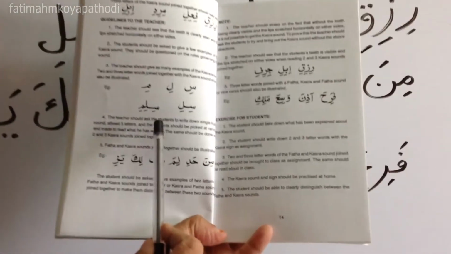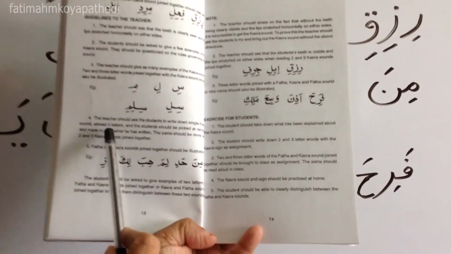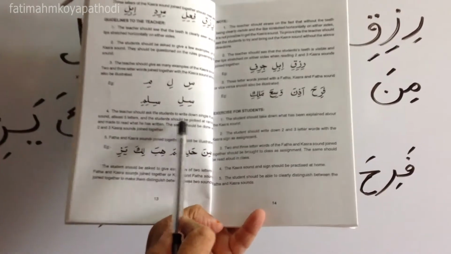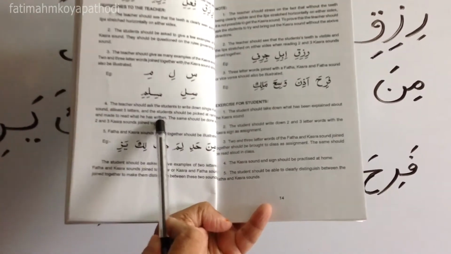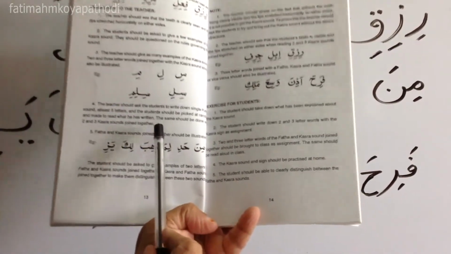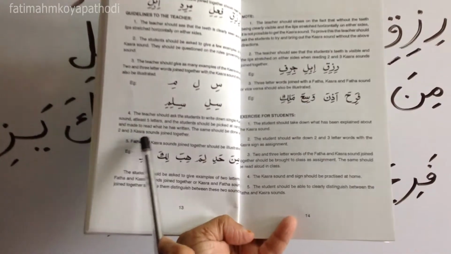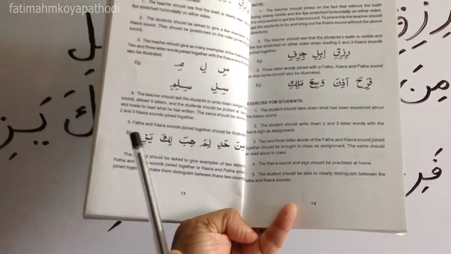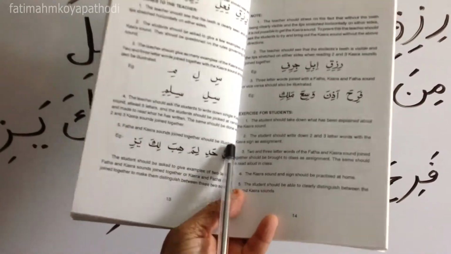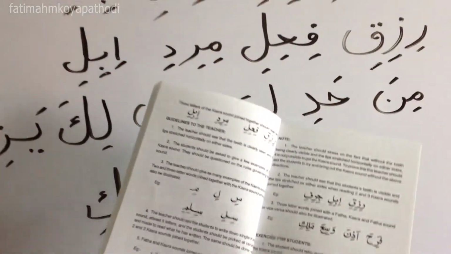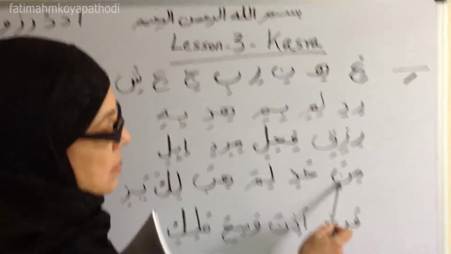The teacher should ask the students to write down single Kasra sound, at least 5 letters, and the students should be picked at random and made to read what he or she has written. The same should be done with 2 and 3 Kasra sounds joined together. Fatha and Kasra sounds joined together should be illustrated. So you see on the whiteboard here. Now we have both Kasra and Fatha sounds.